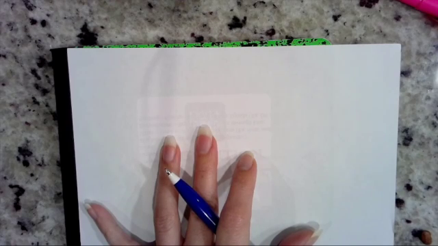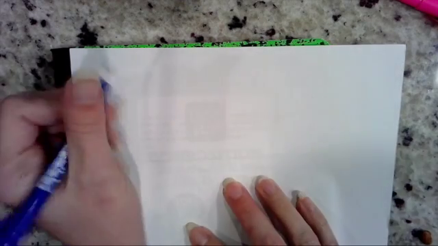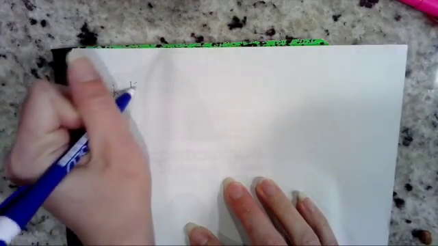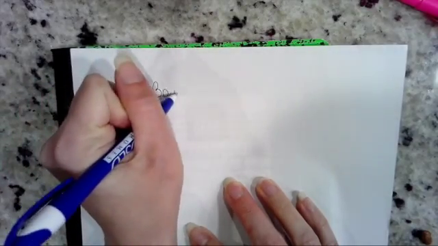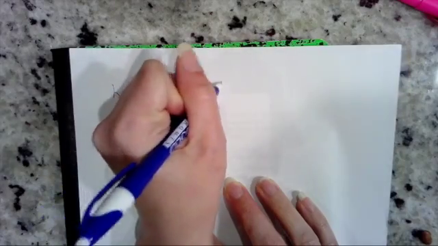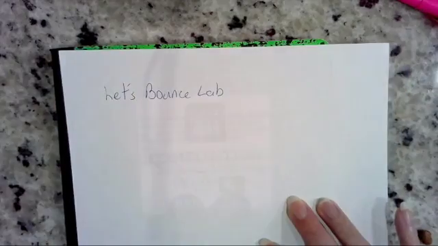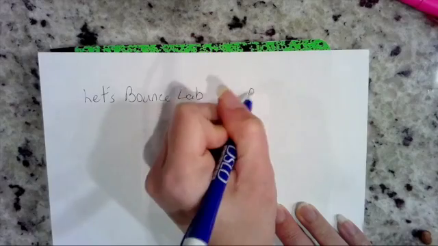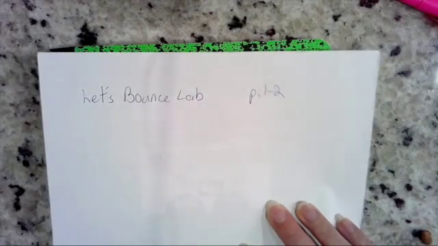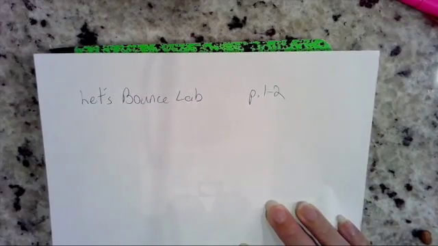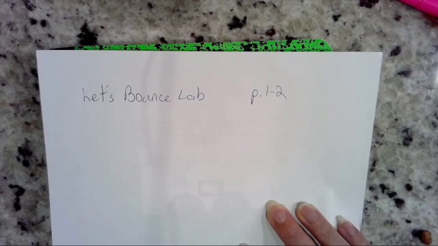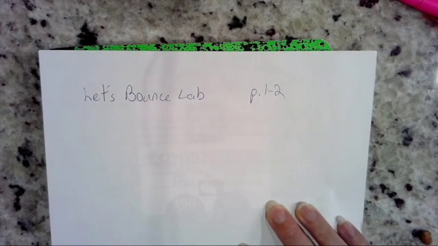So in your science notebook, you're going to write Let's Bounce Lab, and it's going to take up 2 pages. So page 1 to 2, or 3 to 4, or 7 to 8. It's going to take up 2 pages, so whatever 2 pages you're on for the Let's Bounce Lab.